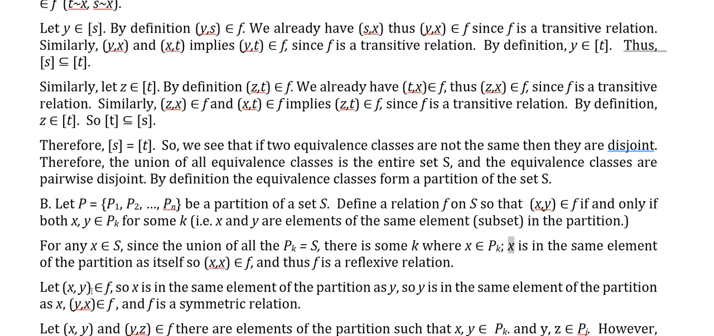Now, if XY is in F, X is in the same element of the partition as Y, so Y is in the same element of the partition as X. So say X is in P sub K, then Y is in P sub K, and Y is in P sub K and X is in P sub K. It's symmetric, right? So if XY is in F, YX is in F. So F is a symmetric relation.